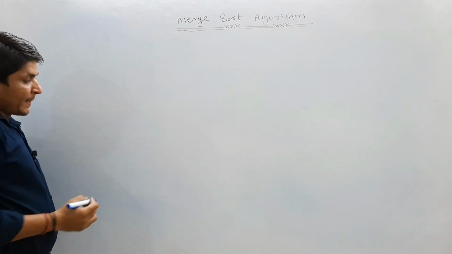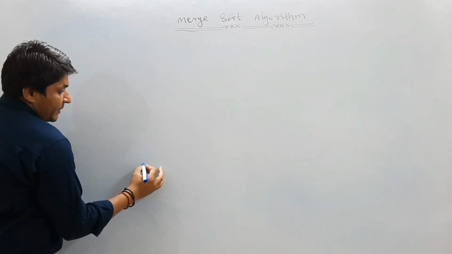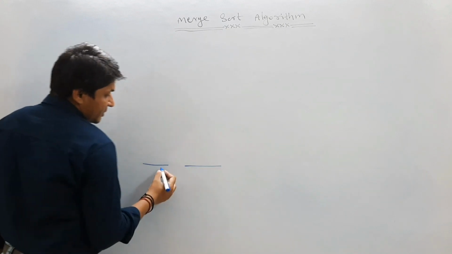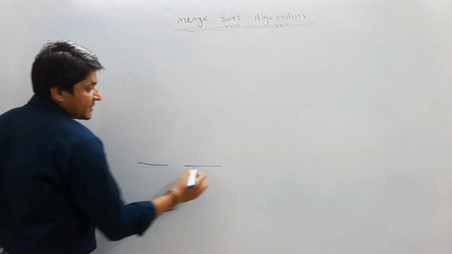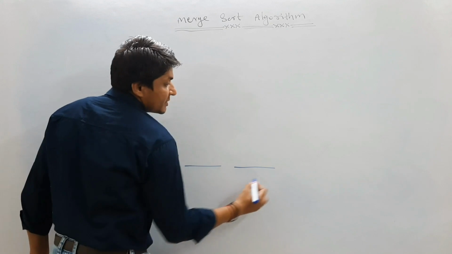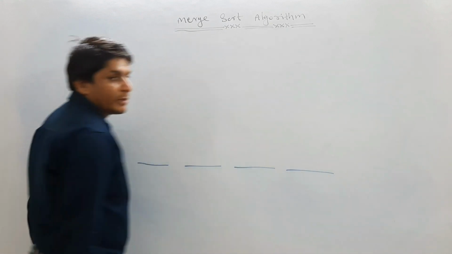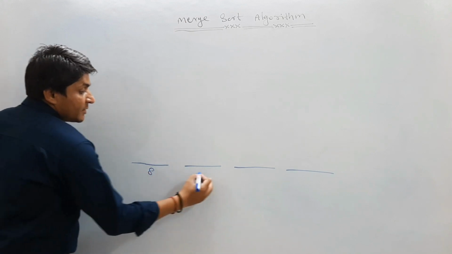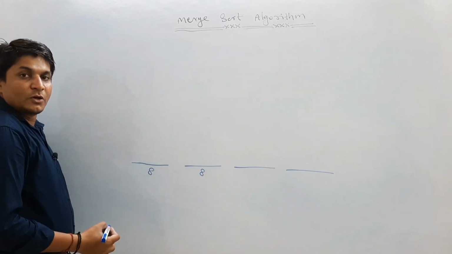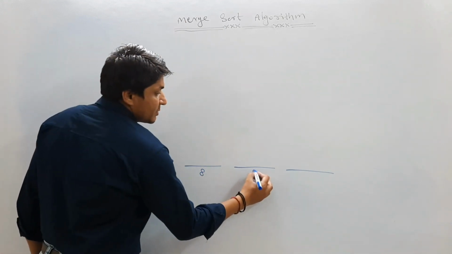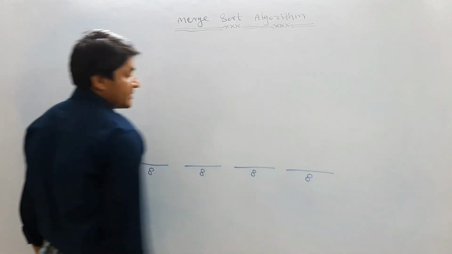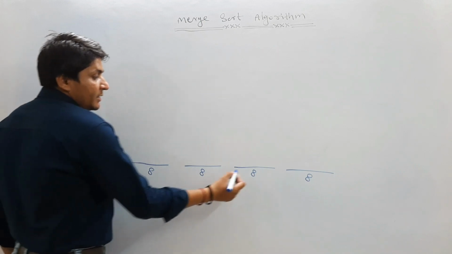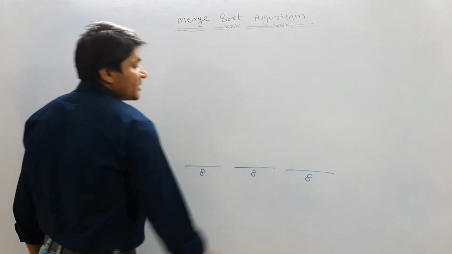So let's suppose we are having 4 sorted subarrays. So this is my first sorted subarray, this is the second sorted subarray, this is the third sorted subarray, and this is the fourth sorted subarray. Now the size of every array is 8 elements. Means every sorted subarray contains 8 elements. So this is 8 elements, and this will also contain 8 elements.